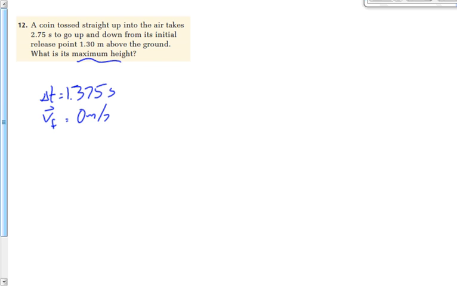We have a displacement of 1.3? No, we don't. It doesn't say it moves 1.3. Displacement is its change in position. It just says that it was released 1.3 meters above the ground. It didn't say anything about moving that 1.3. That's what we're going to solve for, you guys. The displacement.